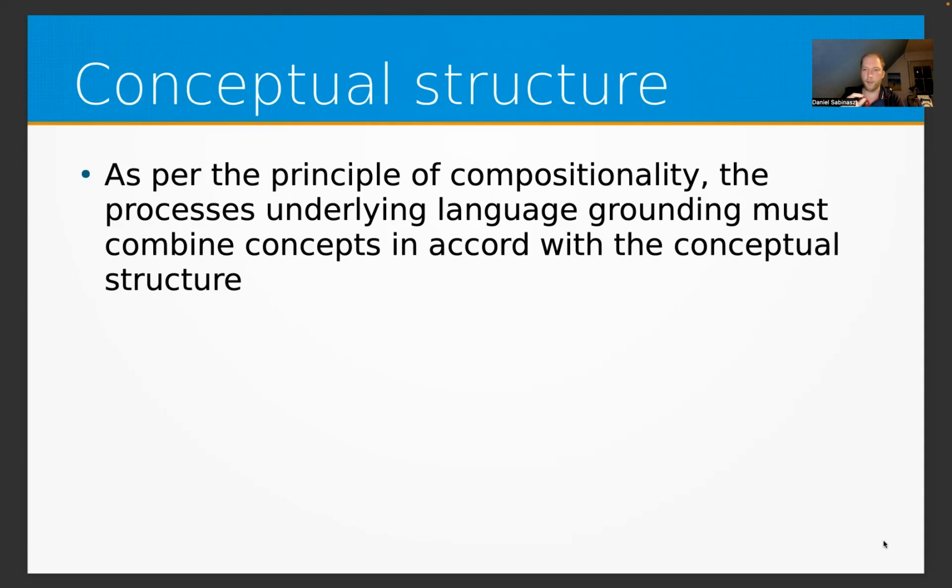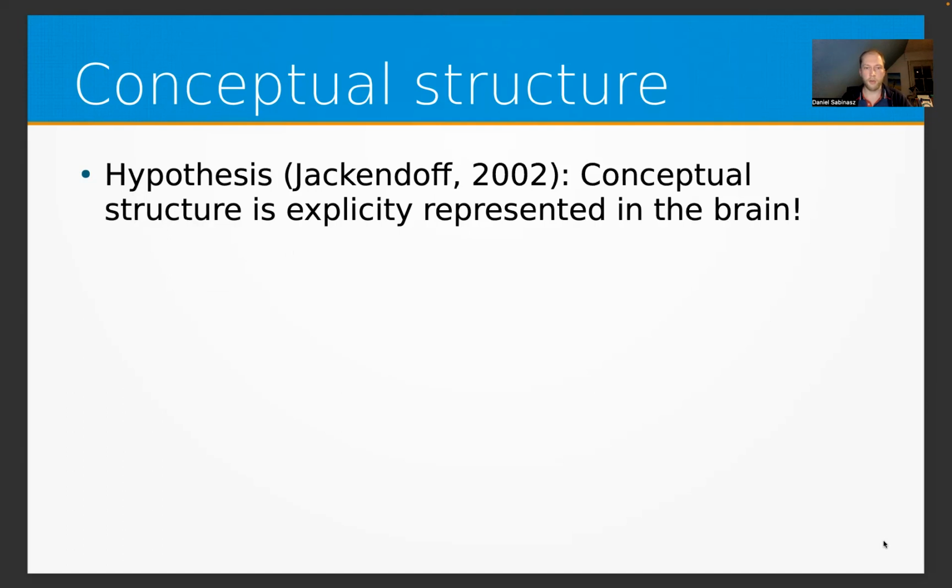And so far we have introduced conceptual structure as a linguist's tool for characterizing the way that it has to happen. And now we take this claim further. That's also something that Jackendoff himself proposed, namely that conceptual structure is explicitly represented in the brain. In other words, the most parsimonious way to account for how humans combine concepts in the correct way, in accordance with conceptual structure, is by assuming that conceptual structure is explicitly represented in the brain and guides the conceptual combination process.